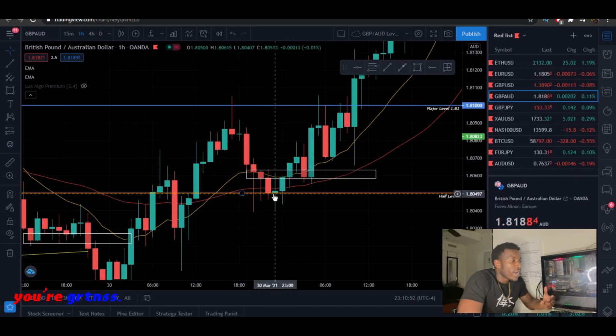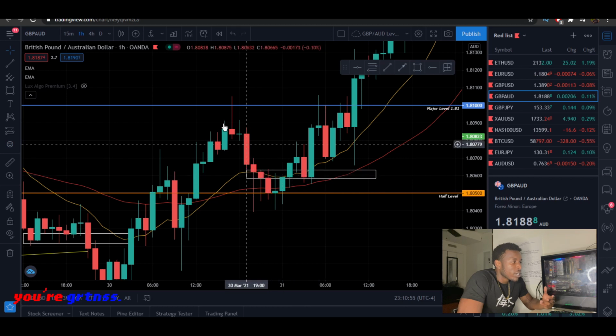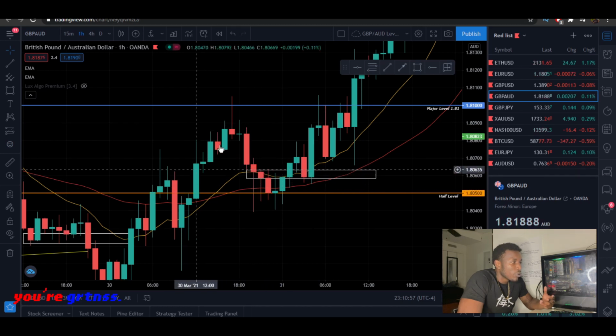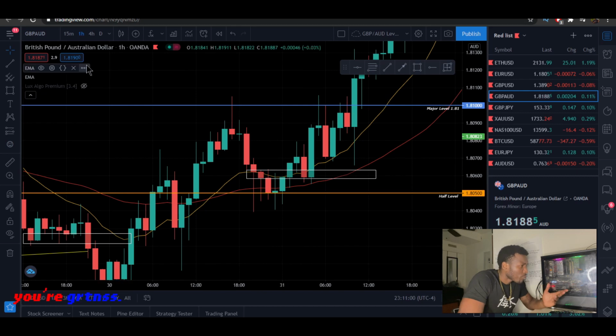So to make this more accurate, it would need to break all of this, because this was the little retracement. Boom, boom, boom. So it needs to break here. So you go on the 15 minute.